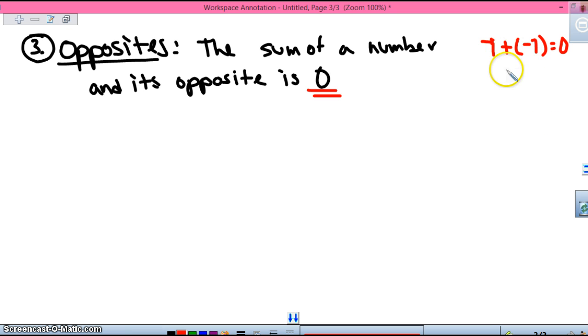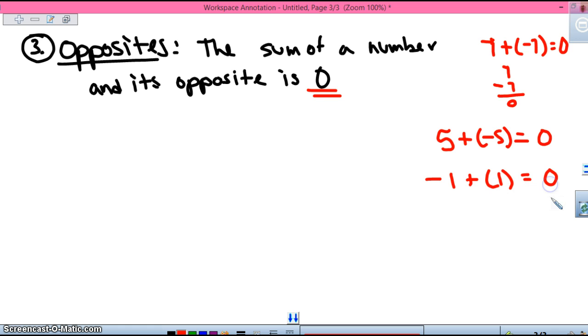So if we subtract 7 minus 7, what do we get? 0. We get 0. Is 0 positive or negative? None. It's 0. So let's say we have 5 plus negative 5. What does that equal? 0. What about negative 1 plus 1? Zero. Very good.